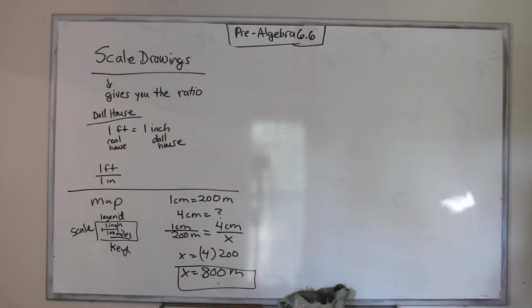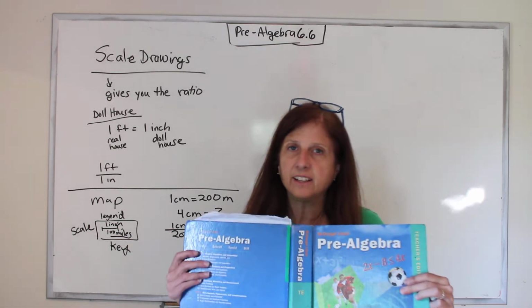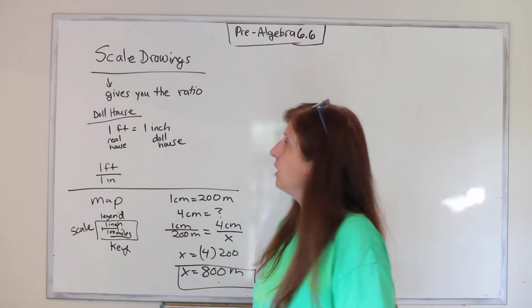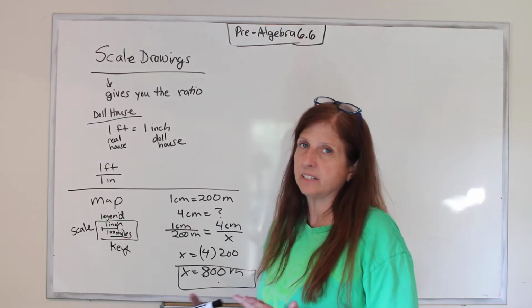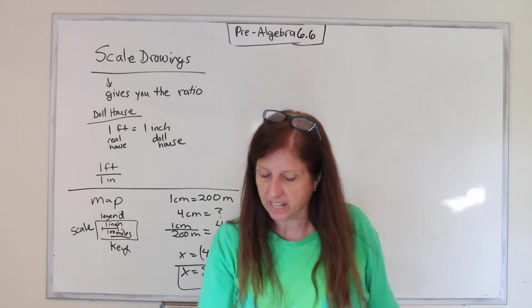Welcome back to Pre-Algebra Chapter 6, Section 6 in this book. We are talking about scale drawings. We've been talking about ratios, and a scale drawing gives you a ratio. Now what do I mean by a scale drawing? It could be a model, it doesn't have to be a drawing.